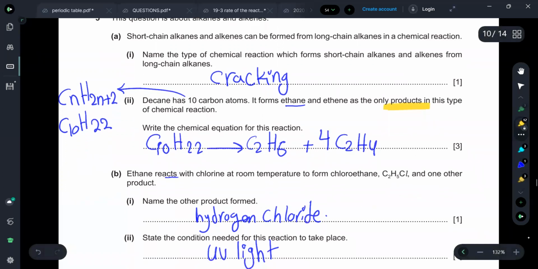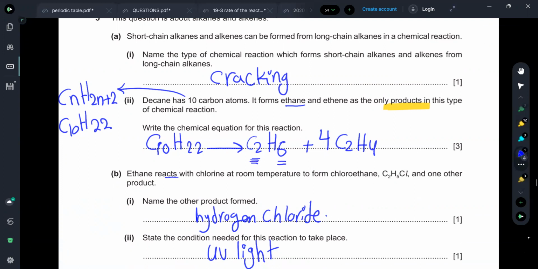So write the formula for decane, which has 10 carbons. Cracking occurs for alkanes, so the formula is CnH2n+2. So decane will be C10H22. So the reactant is C10H22, cracked to be ethane, which is C2H6, plus ethene as the only other product. Write the formulas correctly first. Now you must balance the equation.